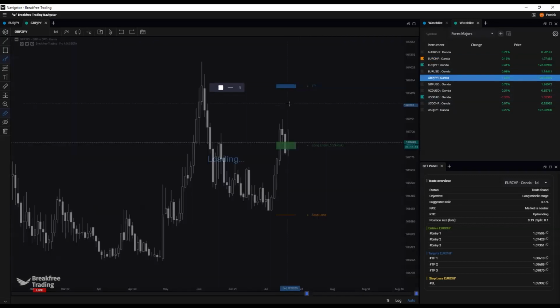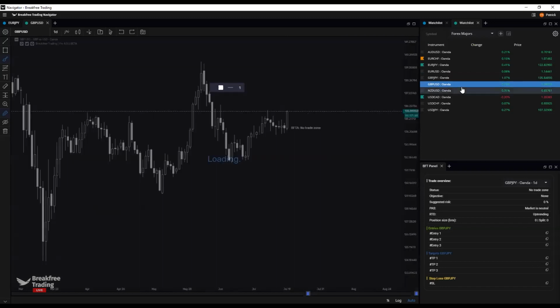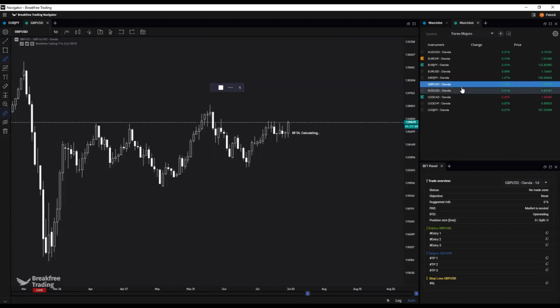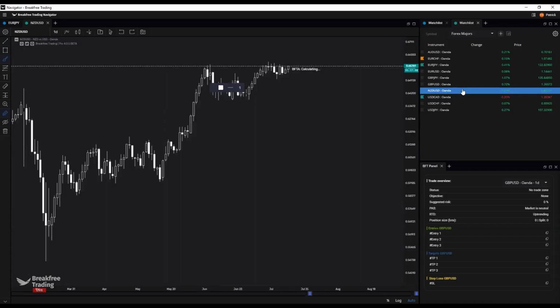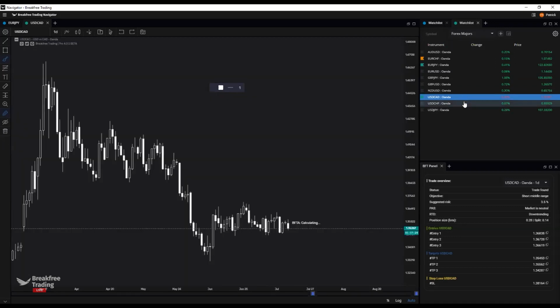Okay, moving on to GBPJPY. Nothing here. GBPUSD, and this is the cool thing about the algorithm. It really filters out the best trades for you, so you don't have to go through all the different pairs and see, okay, is this one short or long? This one here, you can probably count this as 3 times as well.